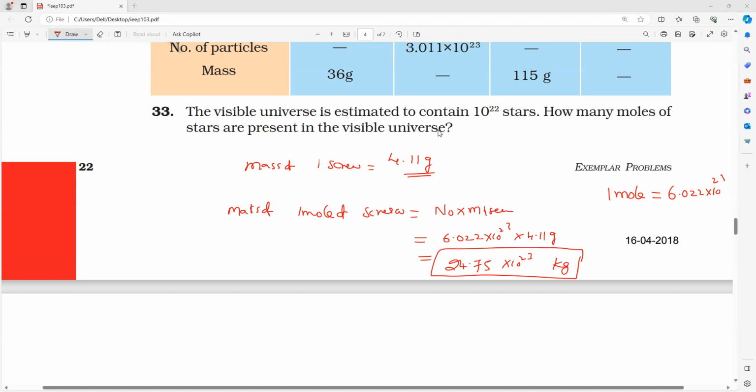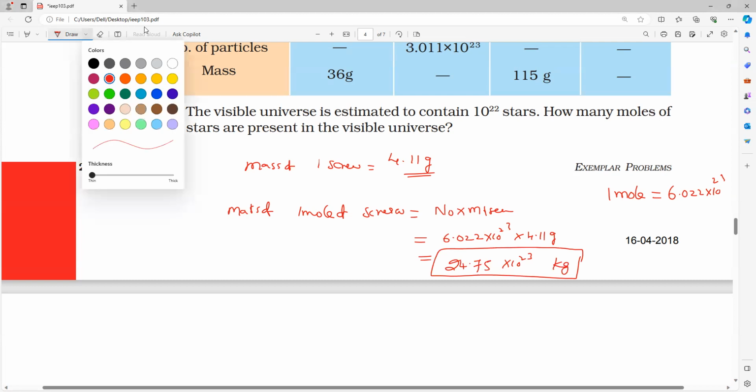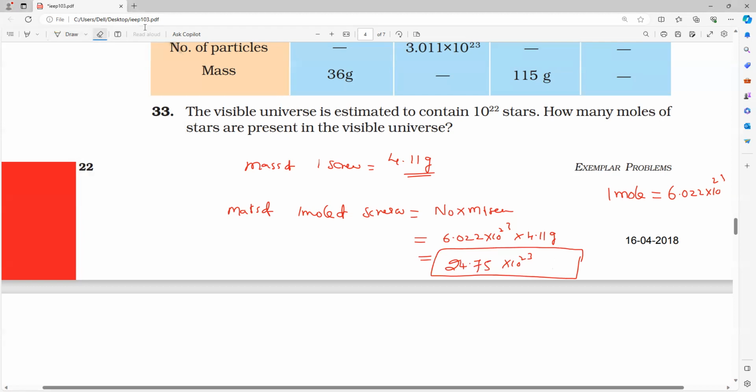Actually, sorry, it is in grams. I wrote kilograms, but it is grams. Now convert grams into kilograms and tell me the power. I will write this as 24.75 into 10 power 23 grams. So 1 gram is equal to how many kilograms? 1 gram is equal to 10 power minus 3.